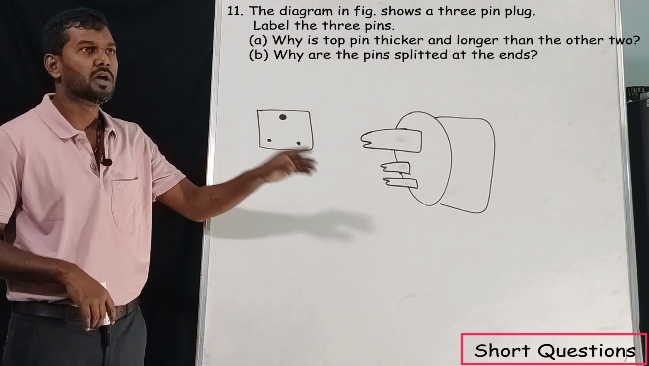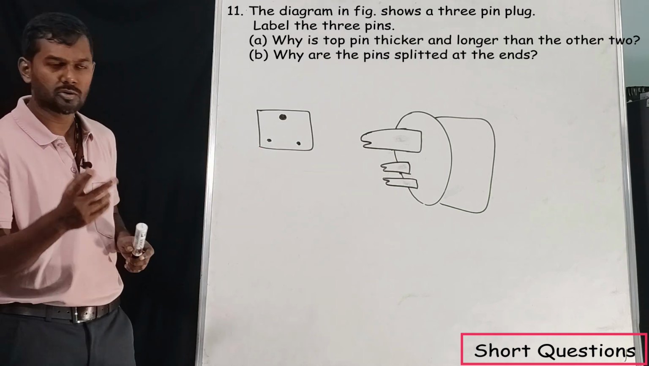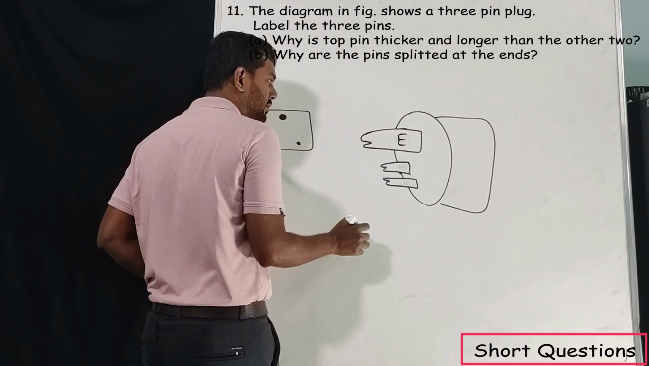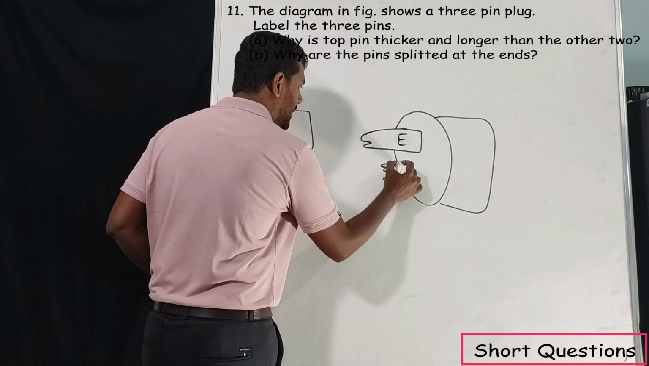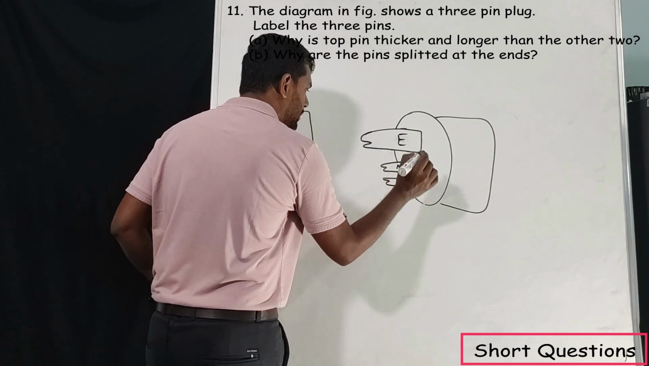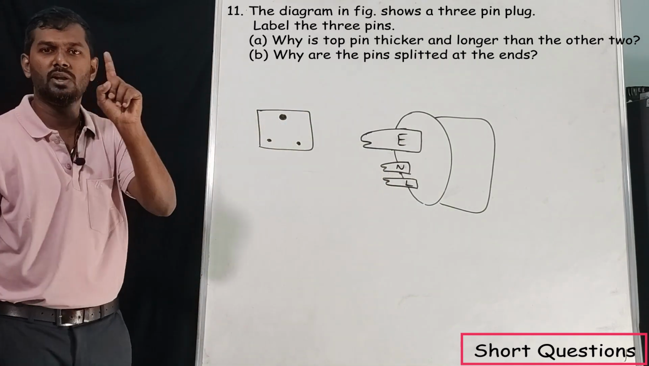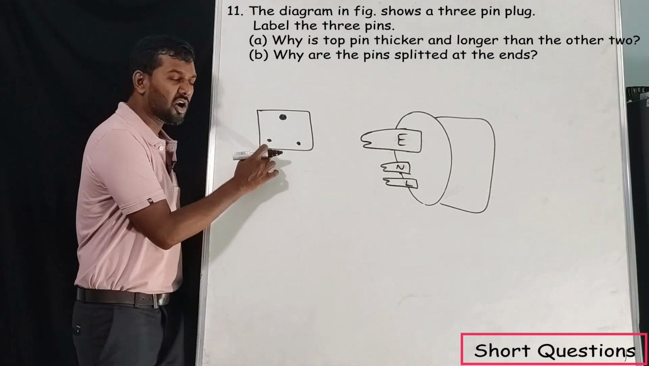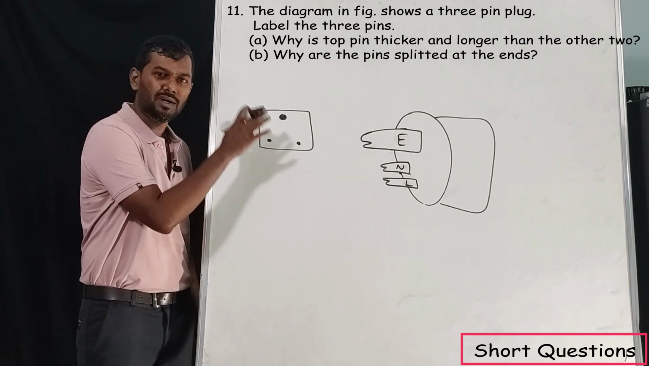Label the 3 pins, and we have two sub questions. Listen, firstly label it. The upper one will always be the earthing connection, this one will be neutral and this one will be live. For this only 1 mark will be allotted, and this question is for 3 marks. This is not required. For the explanation part this is required.